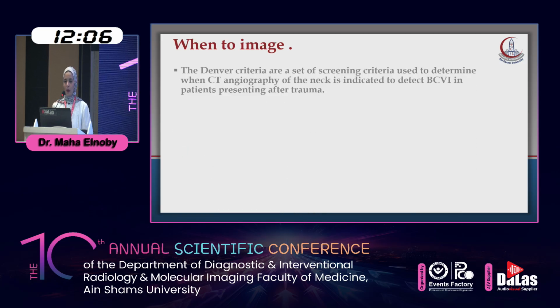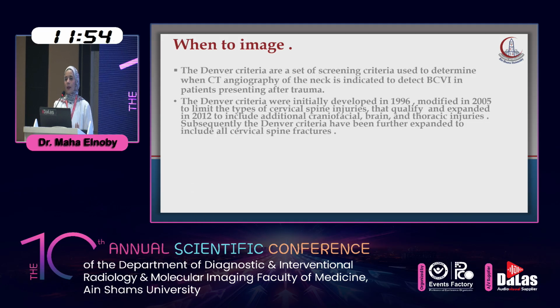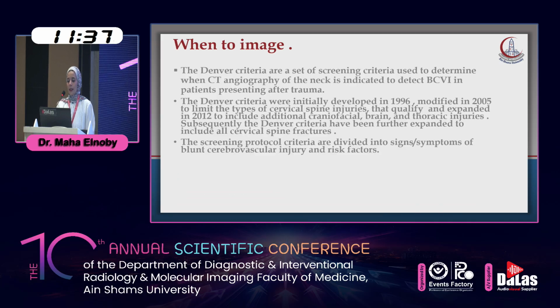When to image? The Denver criteria is used as a screening criteria to determine when CT angiography of the neck is indicated for blunt cerebrovascular injuries. The Denver criteria was initially developed in 1996, modified in 2005 to limit to the cervical spine only, then expanded in 2012 to include additional craniofacial and neck thoracic injuries. Subsequently, the Denver criteria has been expanded to include all cervical spine fractures. The screening criteria is classified according to signs and symptoms of the blunt cerebrovascular injuries and risk factors.